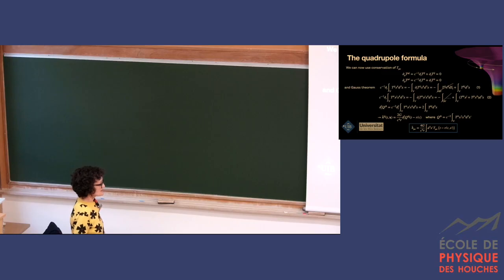So this is a way to derive what is known as the quadrupole formula. And the quadrupole formula is very useful because it's telling us exactly how the metric perturbation is related to time derivatives of this quadrupole moment tensor here.